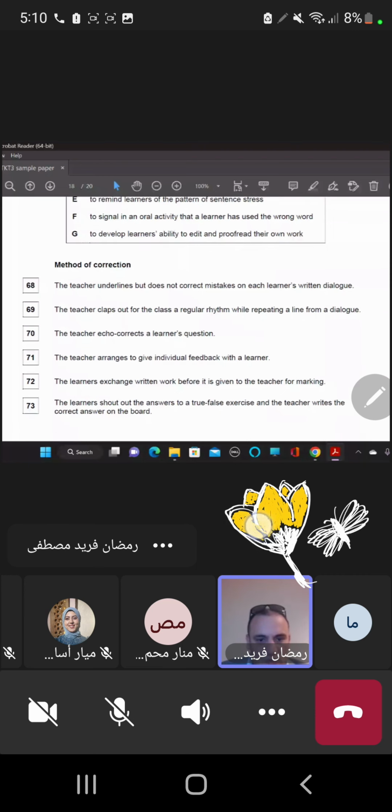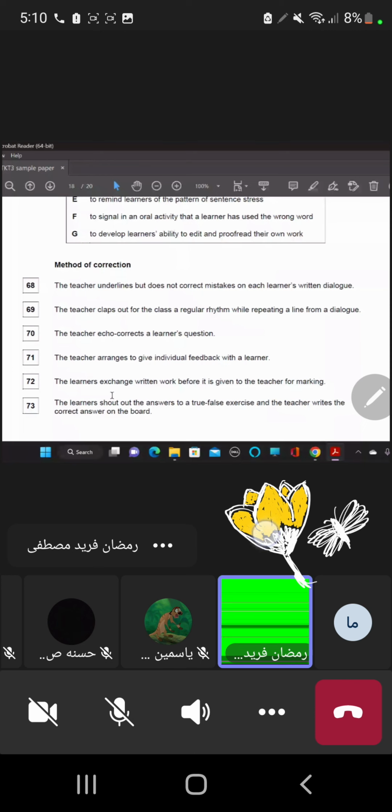So where did we get to? The learners shout out the answers to a true false exercise and the teacher writes the correct answer on the board.